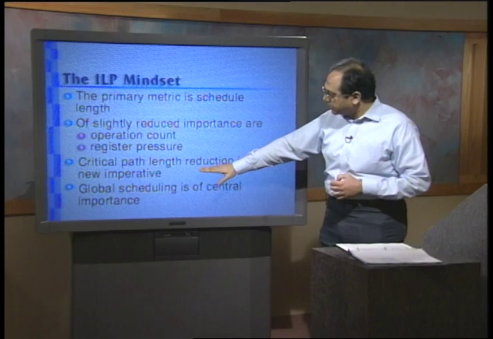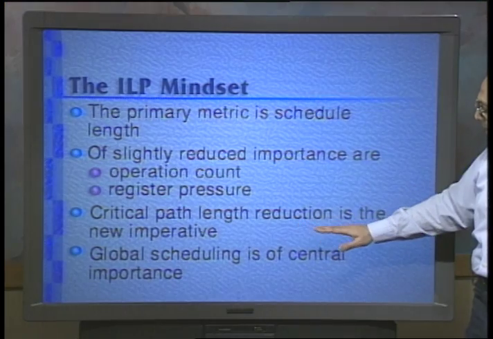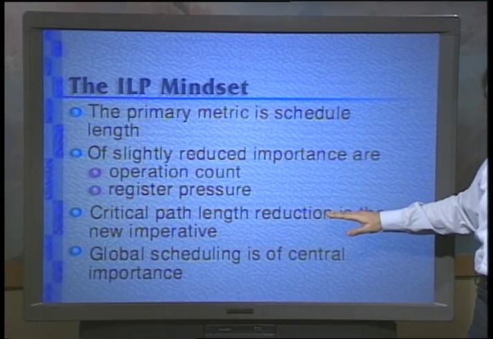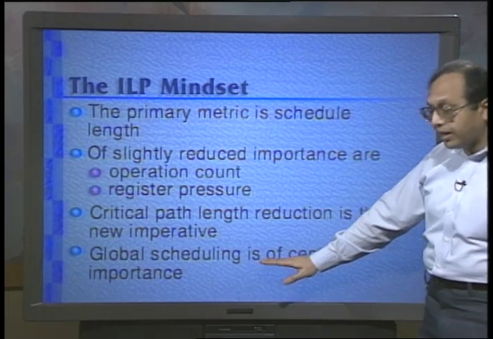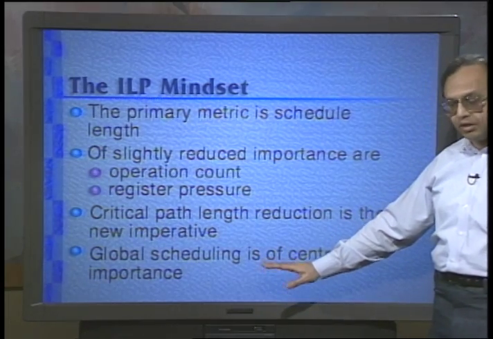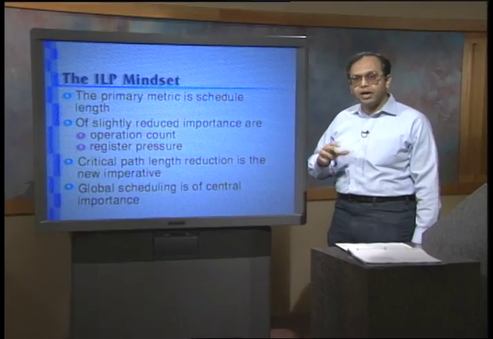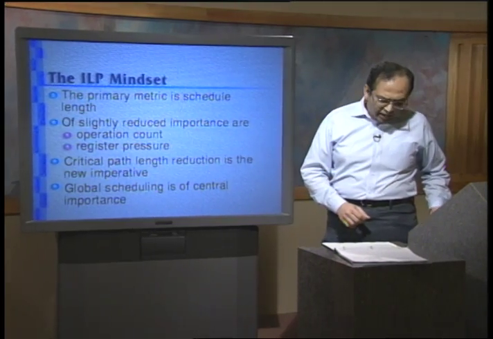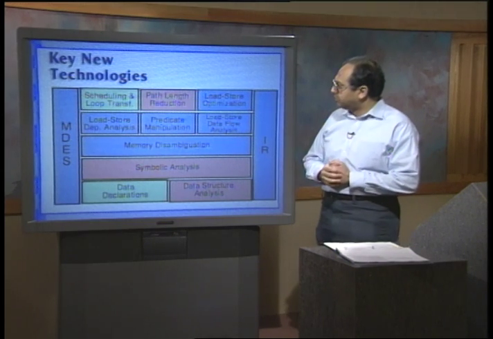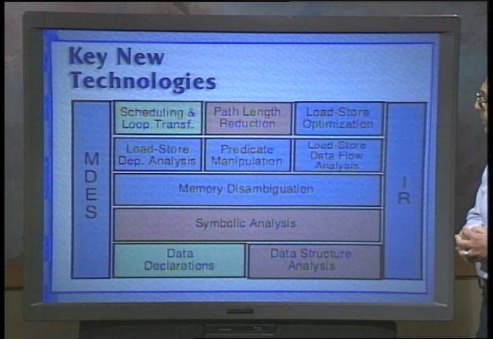Because the schedule length is a key issue, there are a number of compiler techniques that are needed that are all focused on reducing the length of the critical path through the computation. And finally, global scheduling, as we've just seen, is key to the whole ILP compiler and has a tremendous importance on how it is structured. In the course of this talk, we have talked about a number of new technologies that are important to ILP.